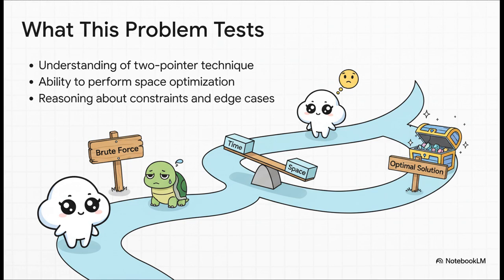That's a good sign. Do you recognize that it's slow? Even better. Can you articulate that classic time versus space trade-off? Awesome. And then, can you make that final leap to the clever, optimized 2-pointer solution? It's like a whole problem-solving obstacle course packed into one single question.